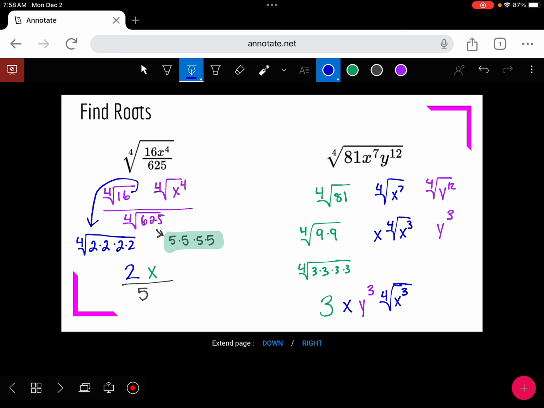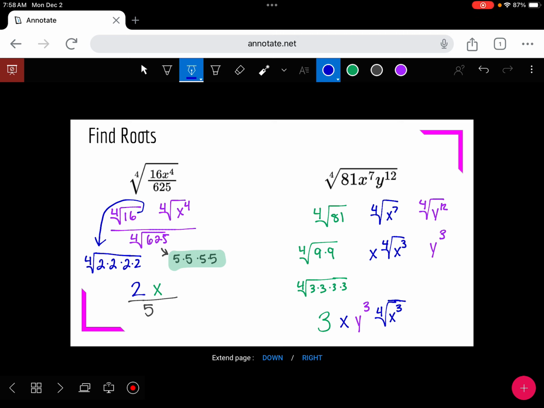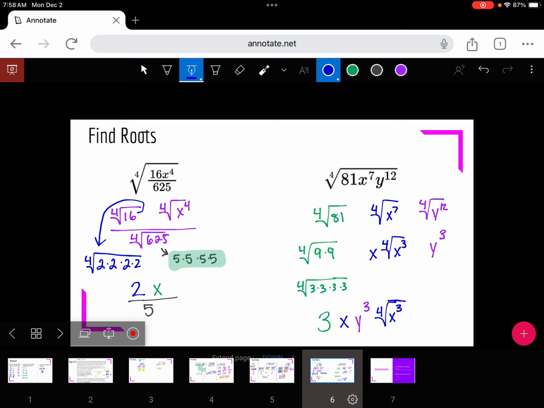We are going to keep working with these. We'll work with all kinds of weird fractions and indexes and all kinds of funky stuff throughout the rest of this chapter, but we're focusing a lot on these kinds of funky roots.